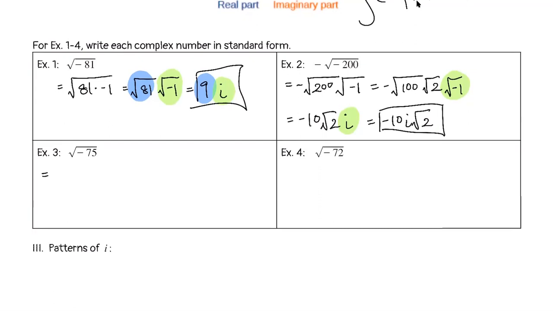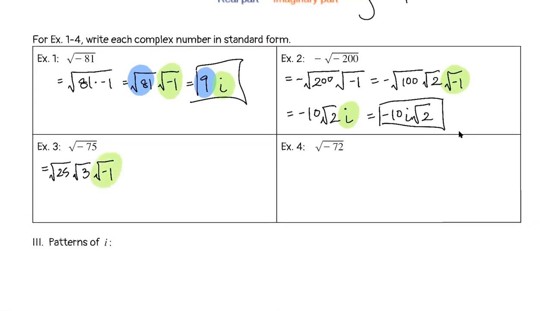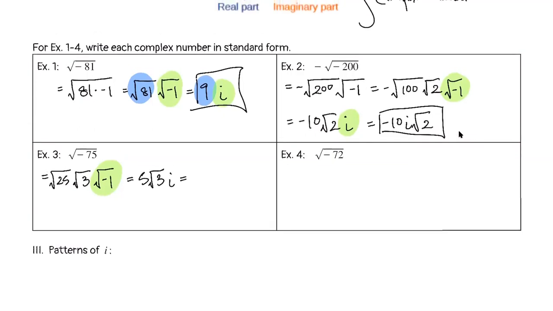All right, how can I break up 75? How do I factor 75? 25, 3, and negative 1. Good. So 25, 3, and negative 1. I've got my term that's going to turn into an i right there. So I get 5 root 3 i, or maybe more people write it like 5i root 3, so we don't get that i trapped under the square root. Okay.